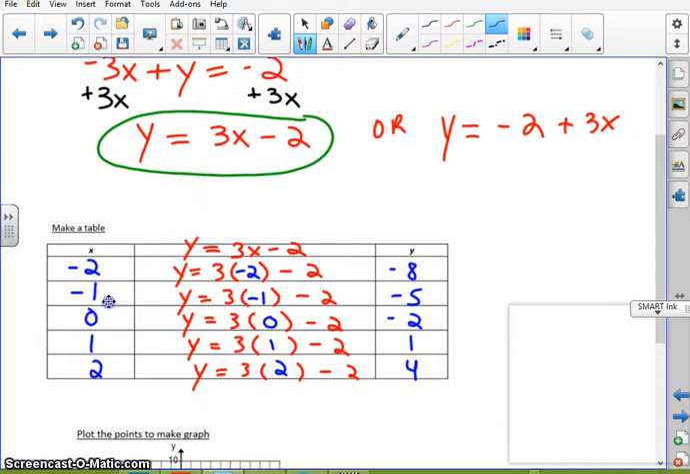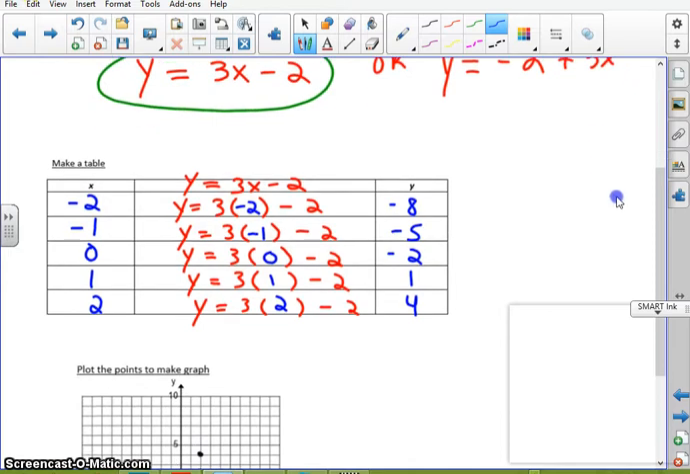When x is -1, 3 times -1 is -3. -3 subtract 2 is -5. So when x is -1, y is -5. If I plug in 0 here, 3 times 0 is 0. 0 take away 2 is -2. So when x is 0, our y value is -2. Likewise, when x is 1, y is 1. And when x is 2, y is 4. So these are all my solution sets that I need to graph.